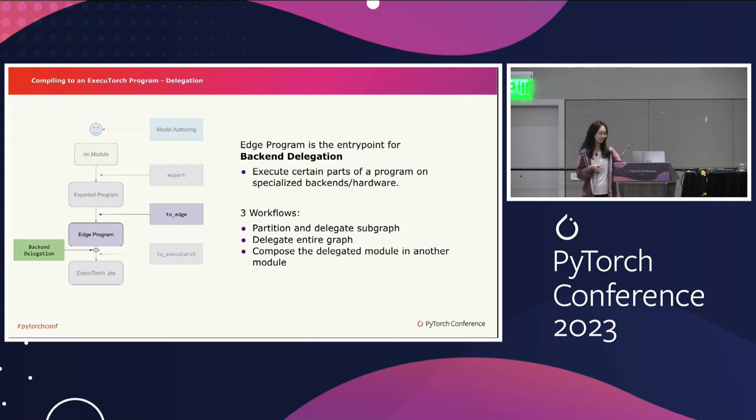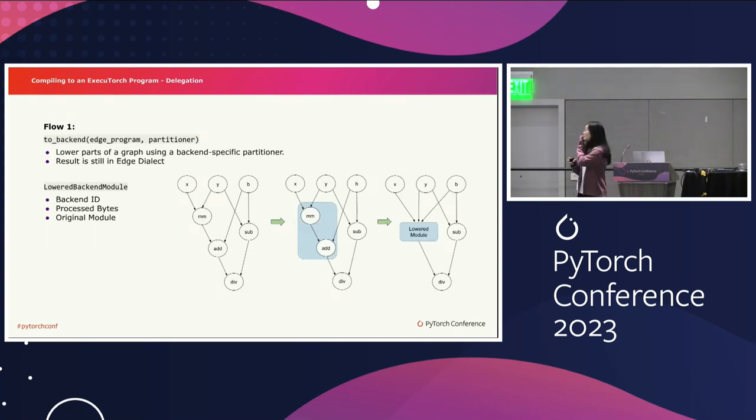Taking a closer look, the first step is where users can pass in a backend-specific partitioner, which will tell the user what operators are able to run on a specific backend, and the to_backend API will then partition the graph based on this partitioner, and then lower those parts into a lowered backend module. This module will then be passed to the runtime to tell the backend exactly what needs to be run. So it contains the backend ID, which tells us which backend we're running on, and a set of processed bytes, which tells the specialized hardware what it needs to run. And it contains the original module for debugging purposes.